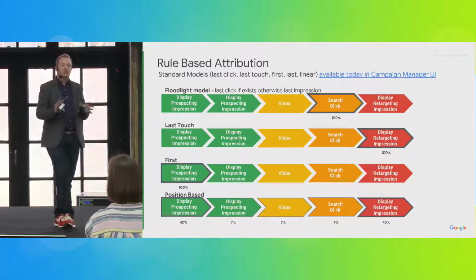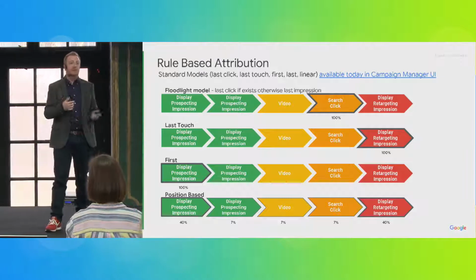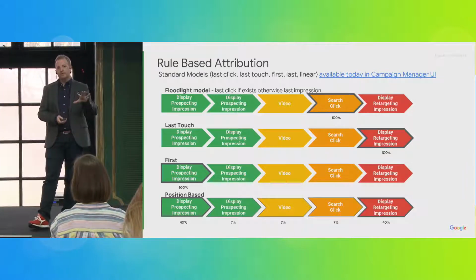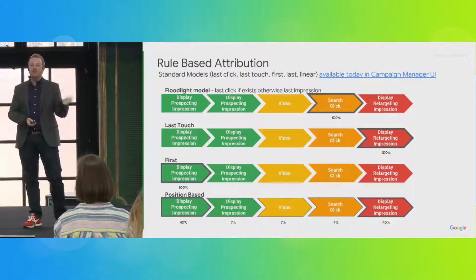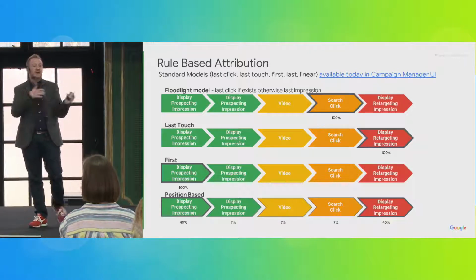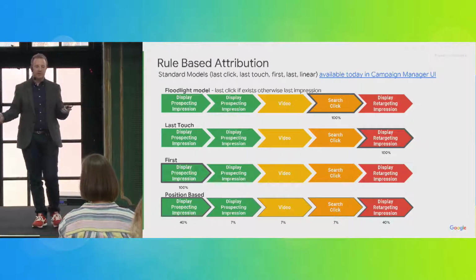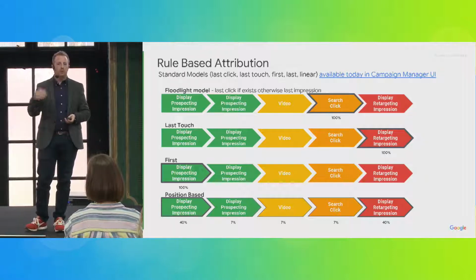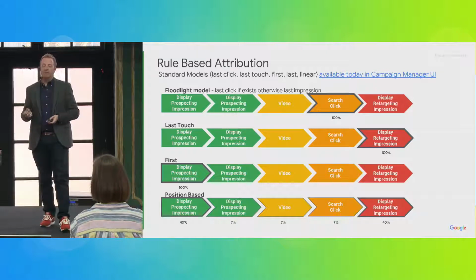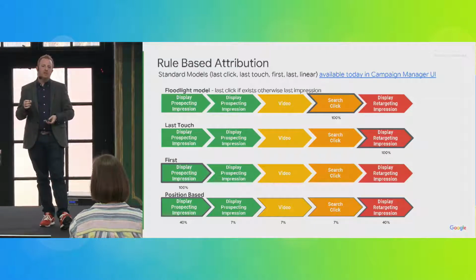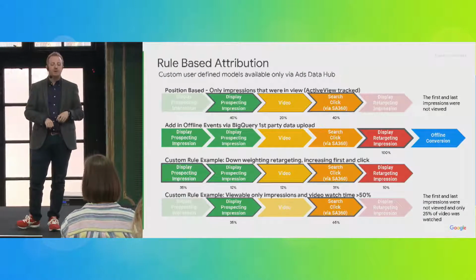When it comes to rule-based attribution, there are a number of different ways people typically look at attribution. There's our default Floodlight model, which is the last click, or if no click exists in the path, then last impression. There's the last touch point, so the last impression or click, first touch point, or position-based. These are all available through our user interfaces in Campaign Manager, and I would encourage you to experiment with that. However, sometimes you want to dive a bit deeper, or you want to tweak some of these algorithms.